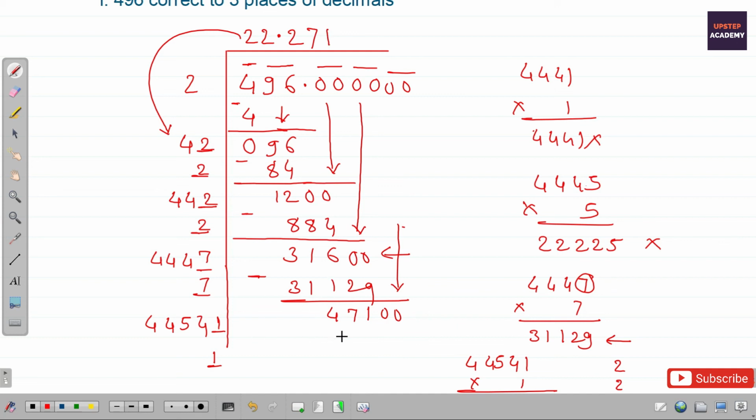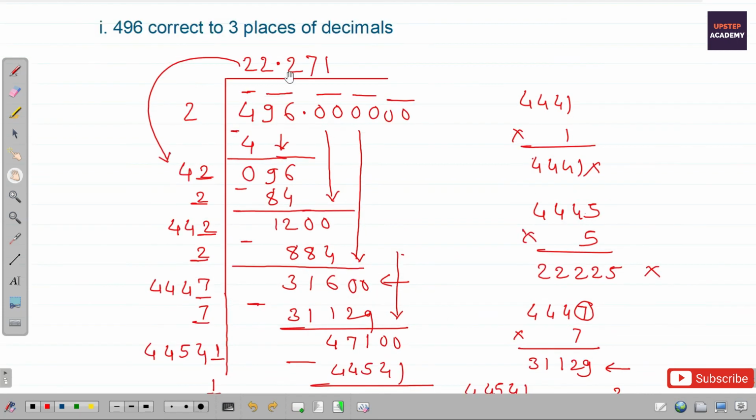Okay guys, so let me write the number here, 44541. So whatever the subtraction will come, we don't have to write over here, because we got 1 over here and we got 3 digits after the decimal point, and 22.271 is the square root of 496, correct up to 3 decimal points. Okay guys, so this is our final answer.